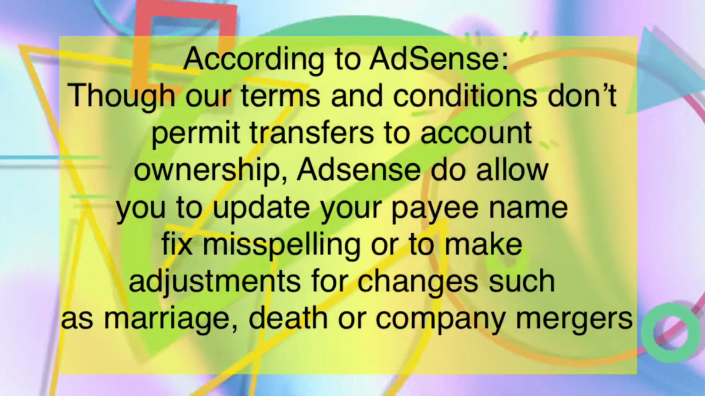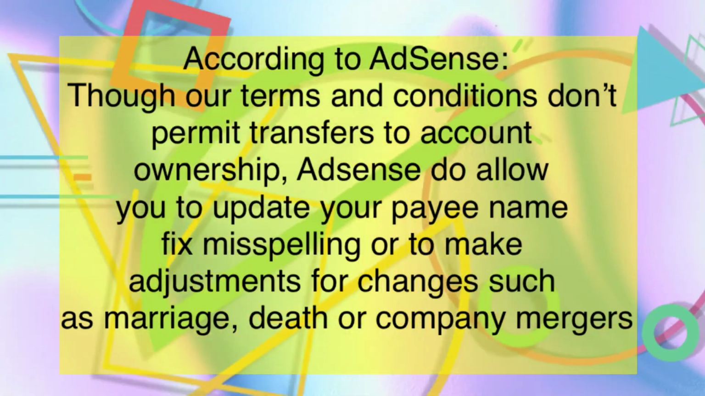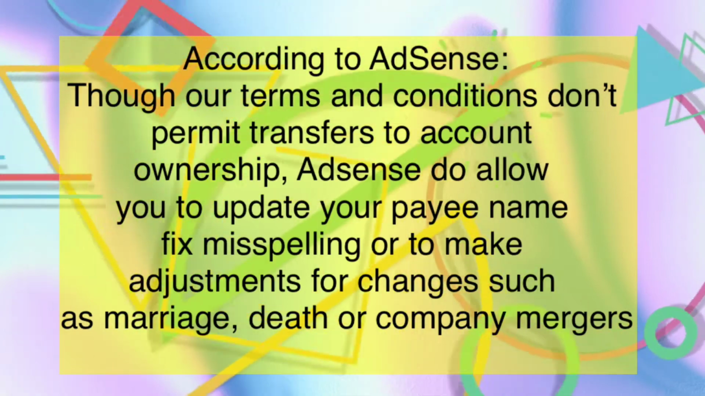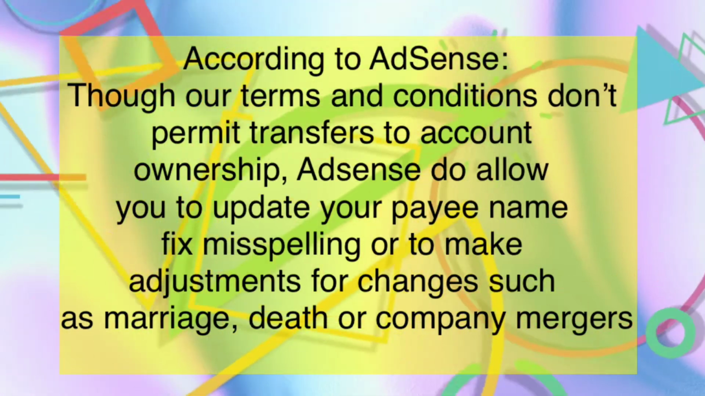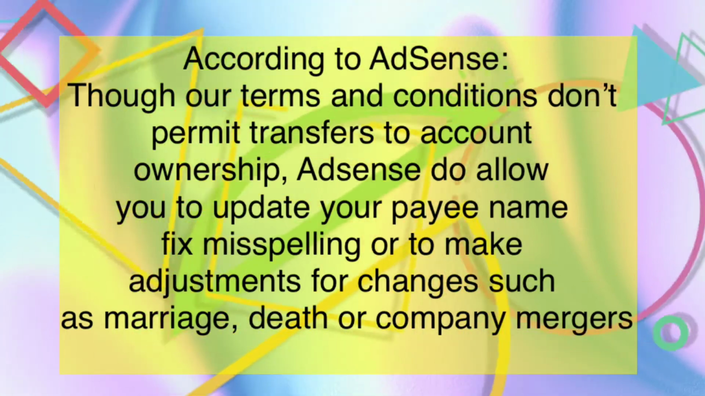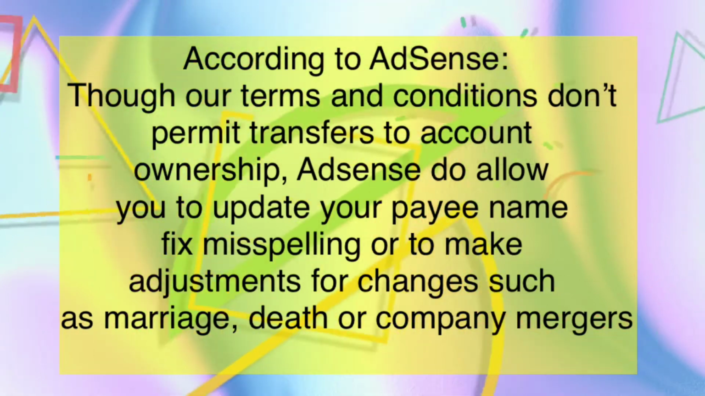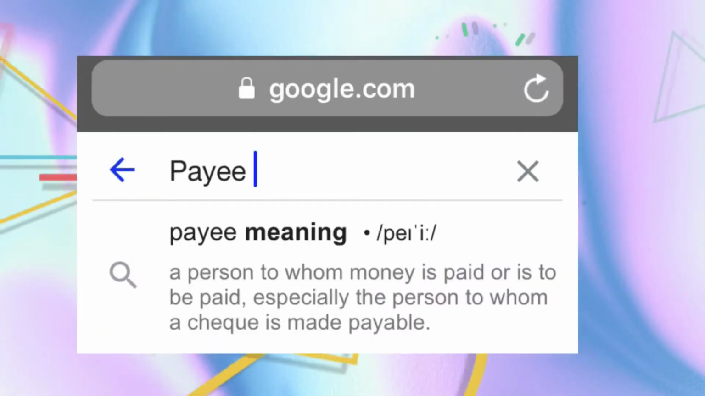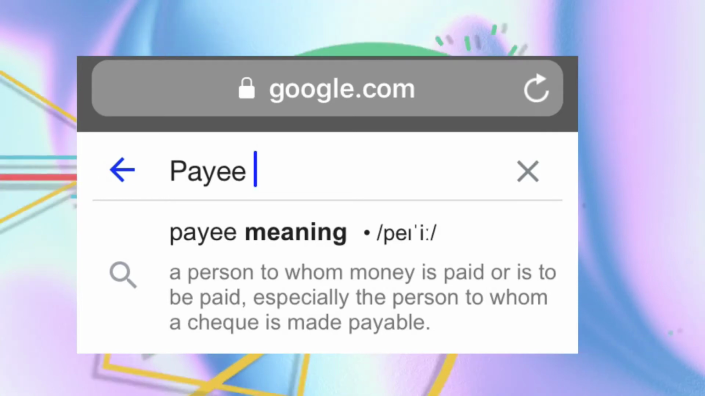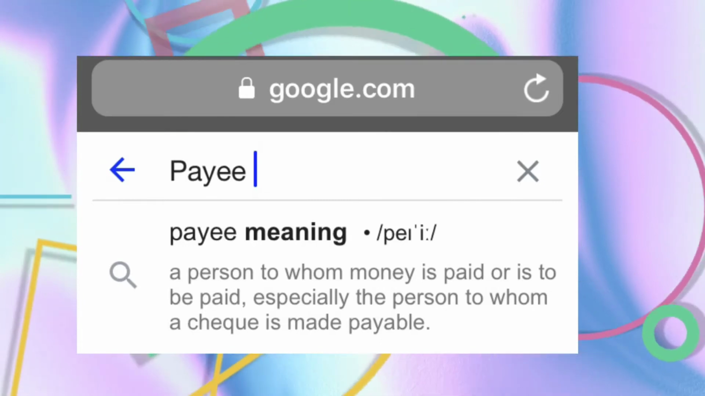Before I proceed to the steps, I would like to read this. According to AdSense, though our terms and conditions don't permit transfer of account ownership, AdSense does allow you to update your payee name, fix misspellings, or make adjustments for changes such as marriage, death, or company. Payee means a person to whom money is paid or is to be paid, especially the person to whom a check is made payable.